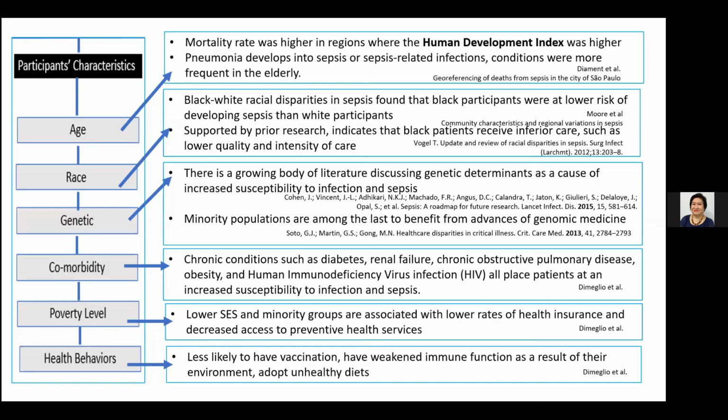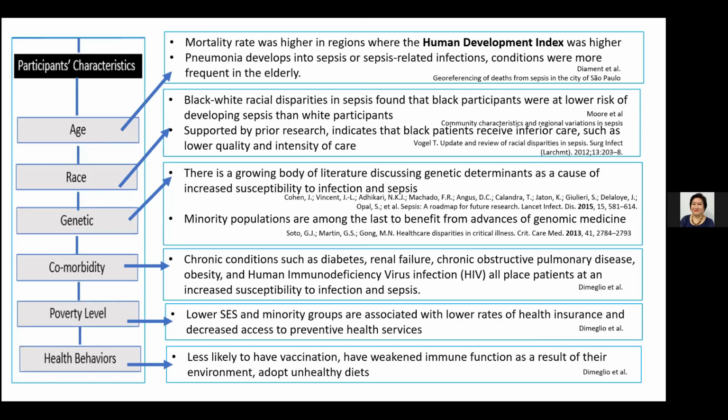However, in the age of genomic medicine, it appears that minority populations are among the last to benefit from its advances. Studies have also shown that in terms of comorbidity, chronic conditions such as diabetes, renal failure, COPD, obesity, and HIV have placed patients at risk of susceptibility to infection and sepsis. Poverty levels such as lower socioeconomic status and minority groups were associated with lower rates of health insurance and decreased access to preventive health services.